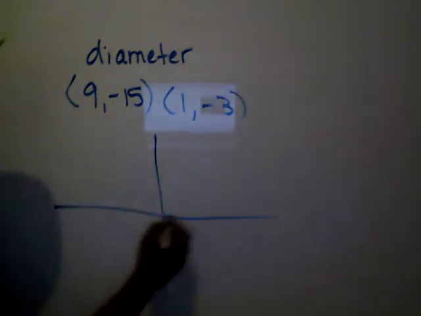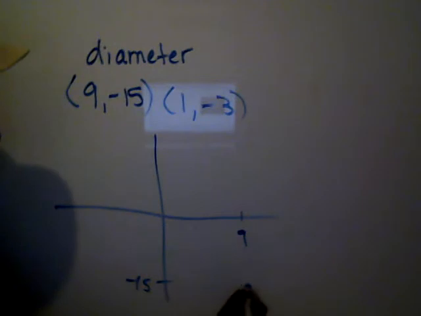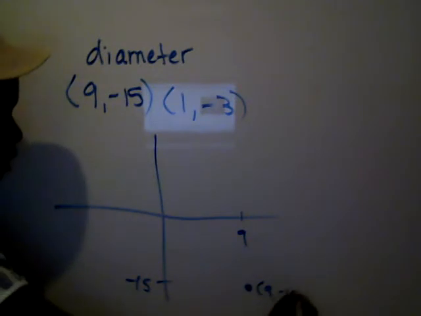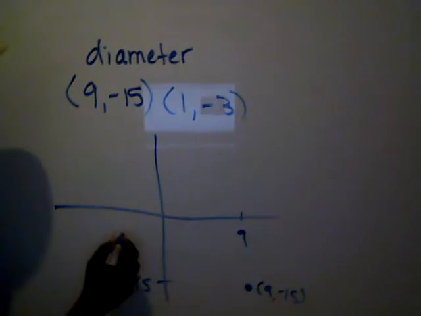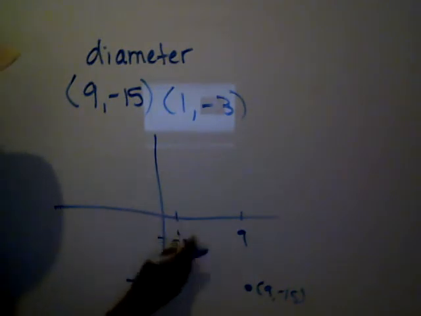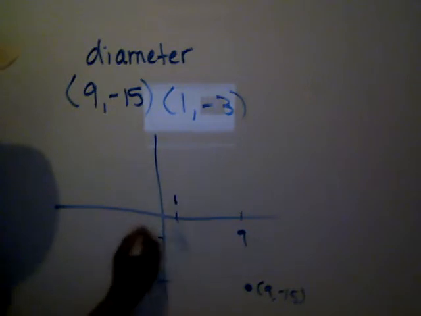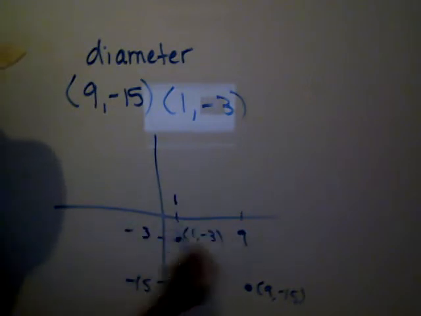if I plot this one, 9 is going to be, let's call this 9, let's call this -15 down here. So we have this point here at 9, -15. Okay. And this one's at 1, -3, so if this is 1, let's call this -3. So we got this point here at 1, -3.